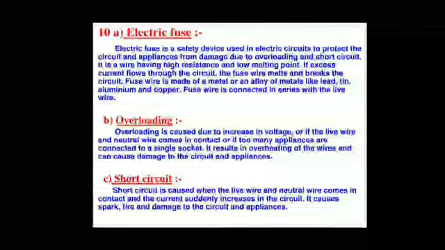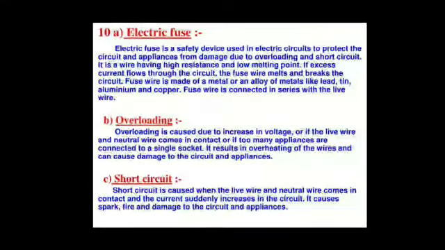Electric fuse is a safety device used in electric circuits to protect the circuit and appliances from getting damaged due to overloading and short circuit. It is a wire having high resistance and low melting point. If excess current flows through the circuit, the fuse wire melts and breaks the circuit. It is made up of a metal or an alloy of metal like lead, tin, aluminium and copper. It is always connected in series with the live wire.